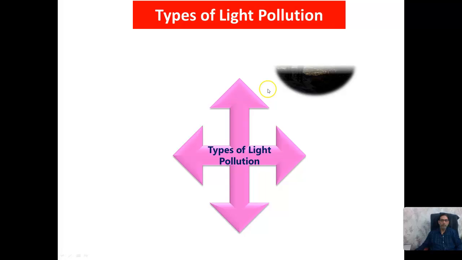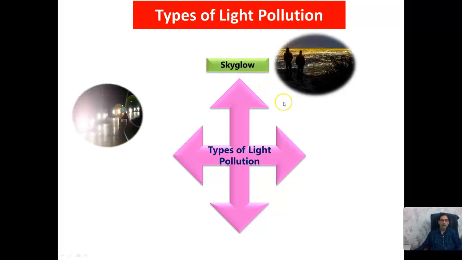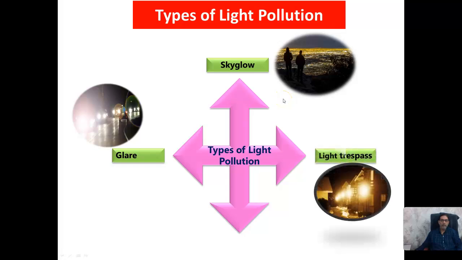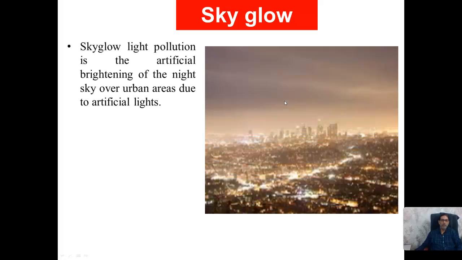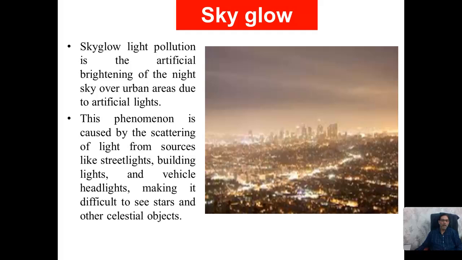Then types of light pollution. Broadly speaking, we have got so many types. One is sky glow, another is glare, then light trespass, and the fourth one is light clutter. As far as the first one, sky glow, is concerned, it is the artificial brightening of the night sky over urban areas due to artificial light. This phenomenon is caused by the scattering of light from sources like street lights, building lights and vehicles, making it difficult to see stars and other celestial objects during the night.